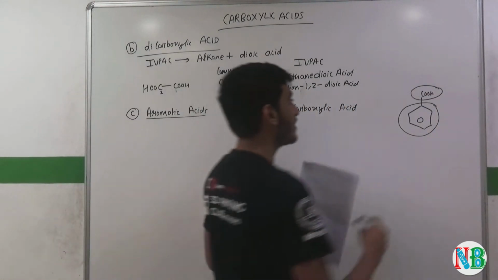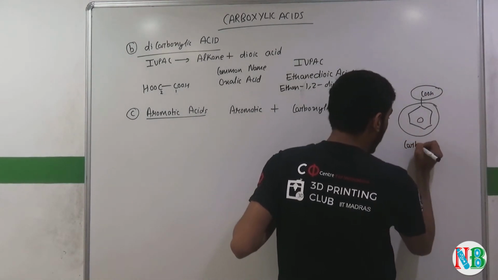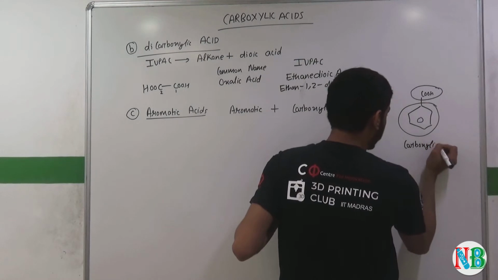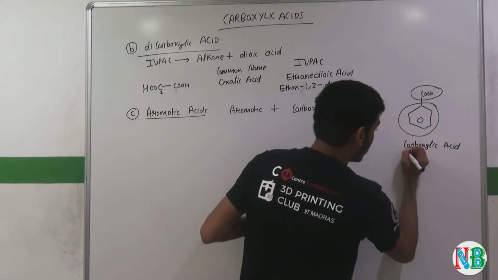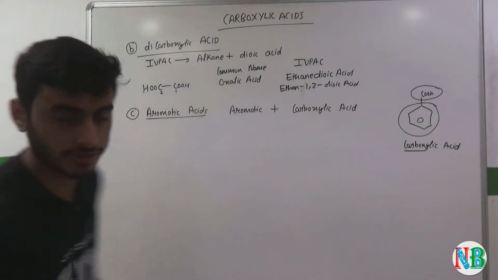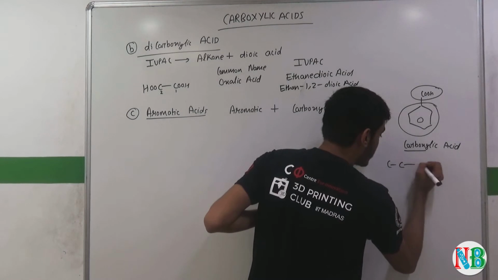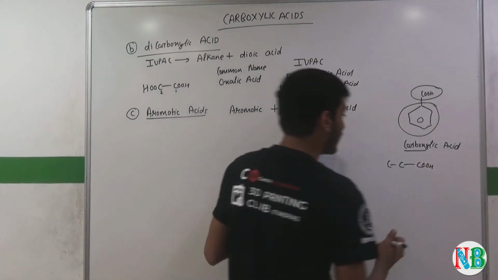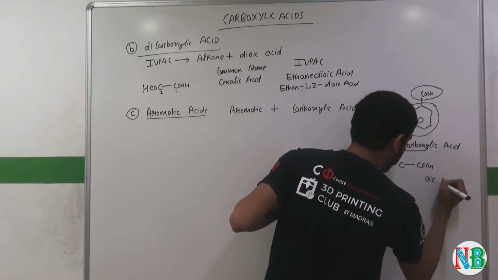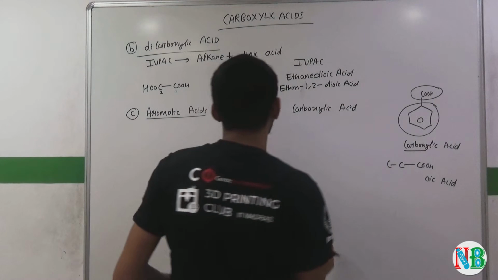If the C atom is included in the acid, you have to always use the term carboxylic acid. Why this term? Because there is a C atom in this group involved. But if the C atom is inside the ring, suppose something like this, if the C atom is inside the ring, then you have to use the term oic acid. Simple.